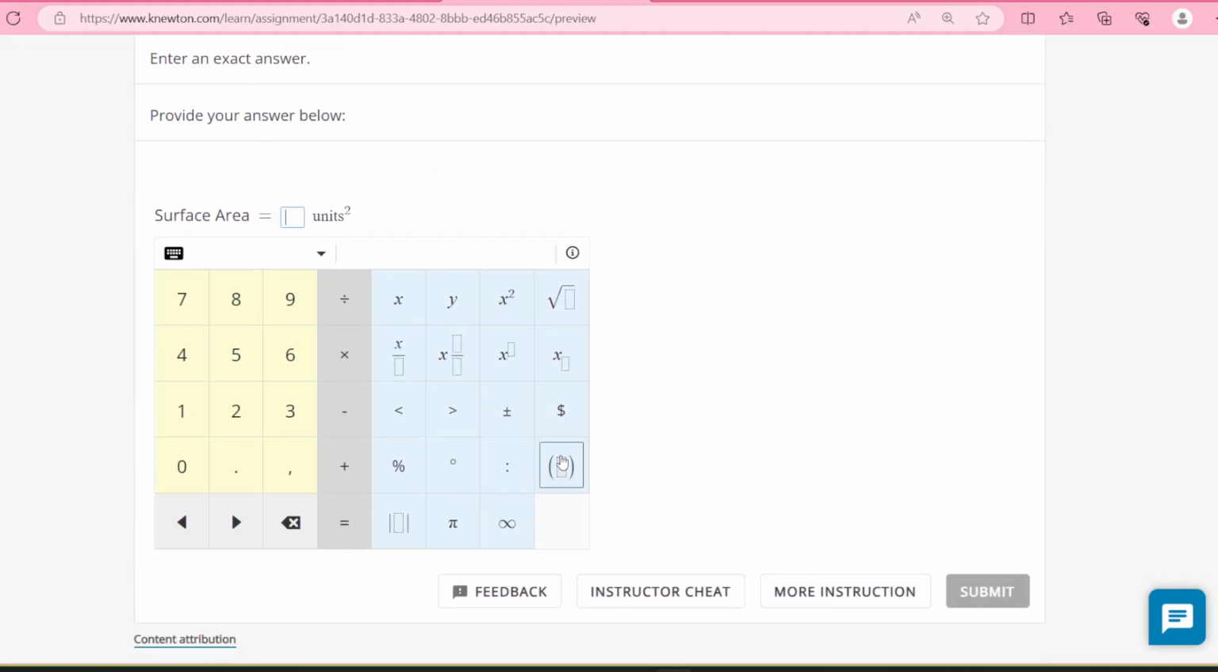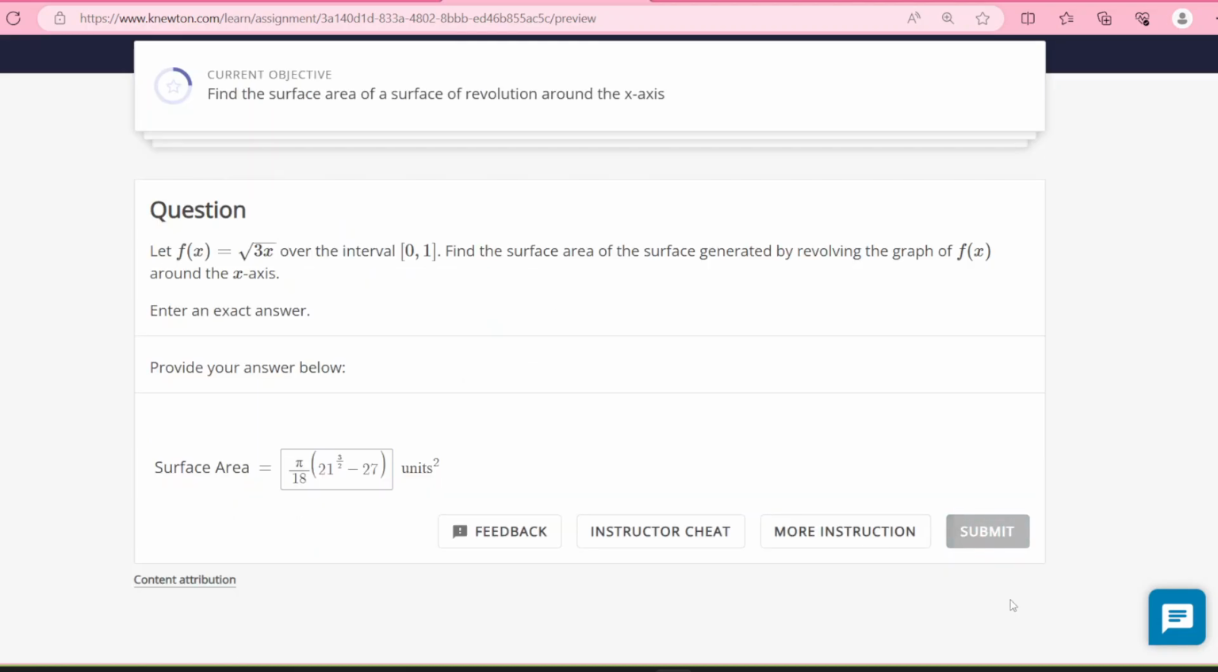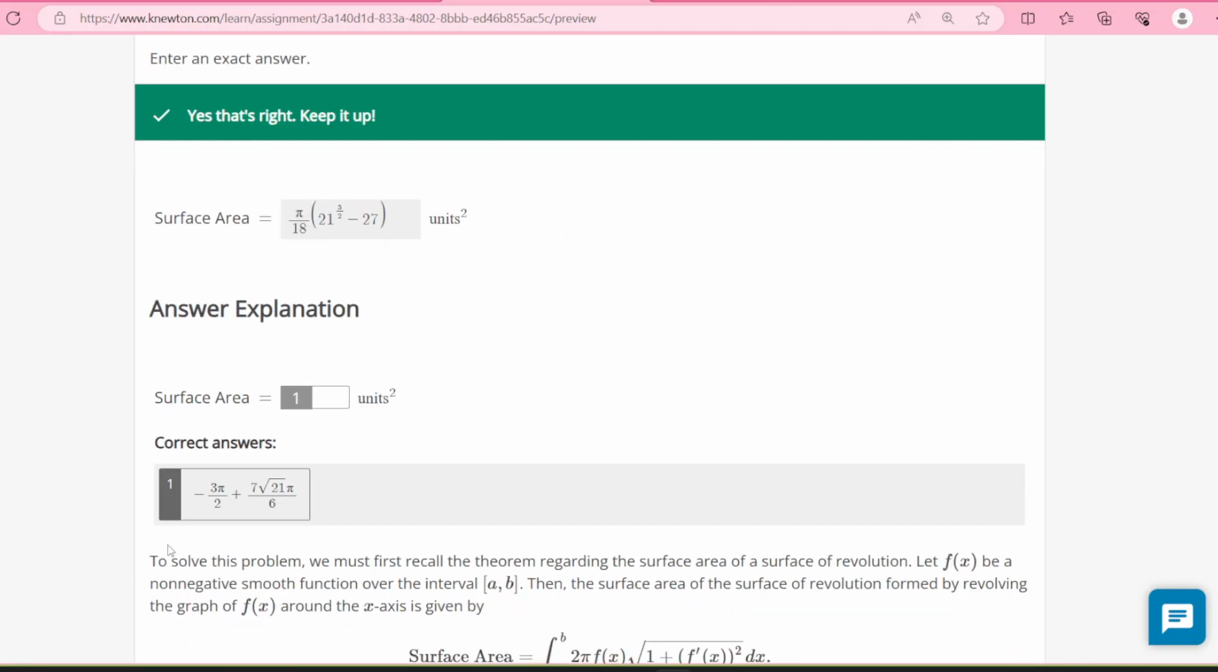Right. So we got pi over 18 times the quantity 21 to the 3 halves power minus 27. Make sure this is in the power, minus 27 after closing the parentheses. Square units. See, they wrote it as 21 times the square root of 21, and then distributed the pi over 18 to get this. So they are the same number, right? I said it was correct.